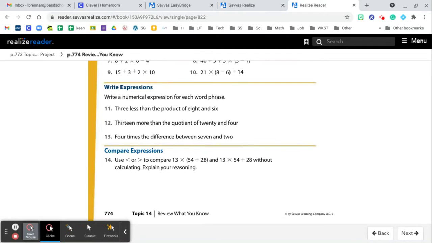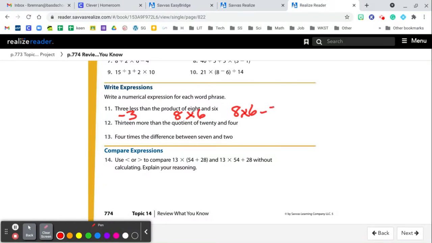Write a numerical expression for each word phrase. 3 less than, so we know that's going to be 3 less than the product of 8 and 6. Product is multiply. So we've got 3 less than 8 times 6. So we write it like this, 8 times 6 minus 3. We don't need parentheses because we will multiply before we subtract.